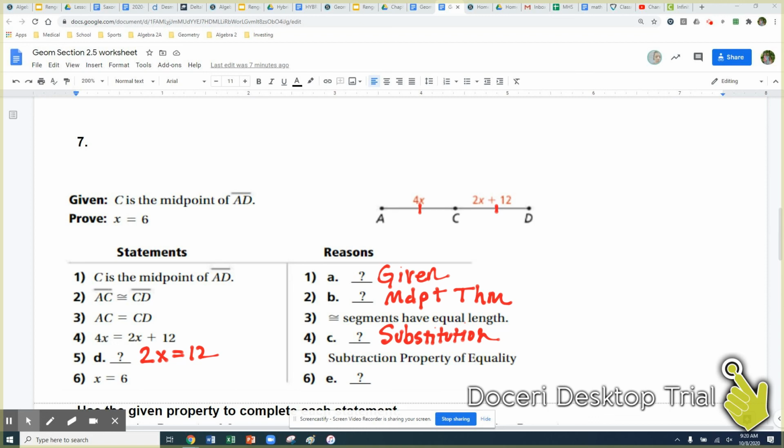And lastly, I somehow got x equals 6. So what did I do to both sides of my equation to get x equals 6? Divide. So you can just put the division property. And there we're done. There would be our proof finalized.